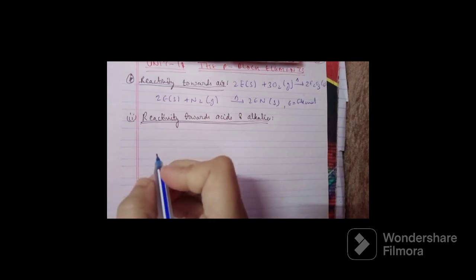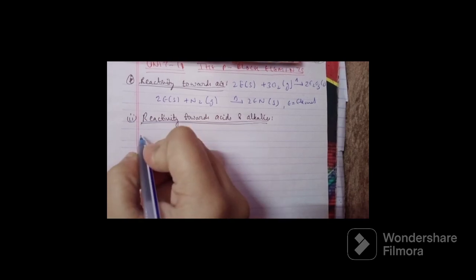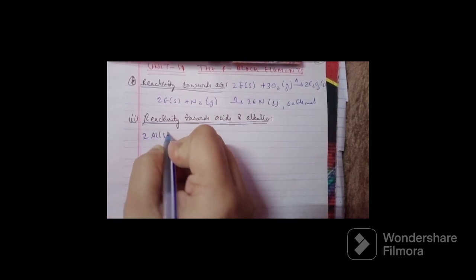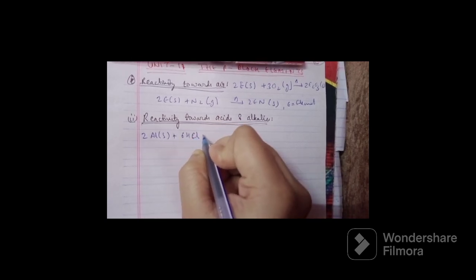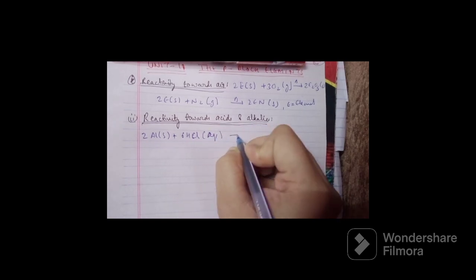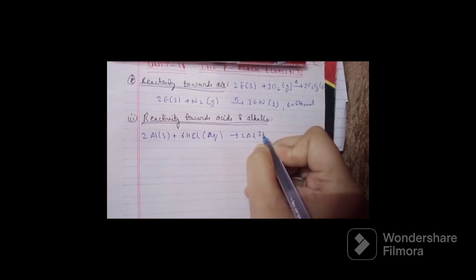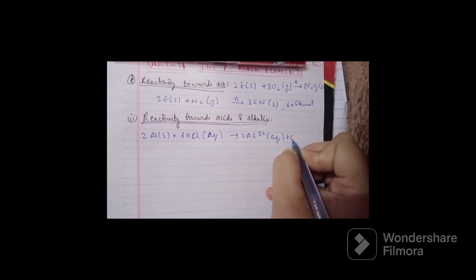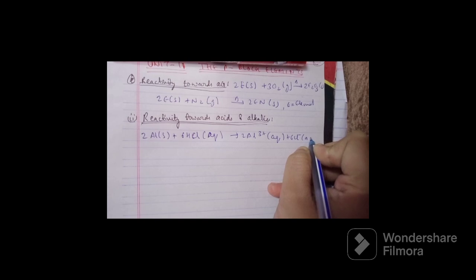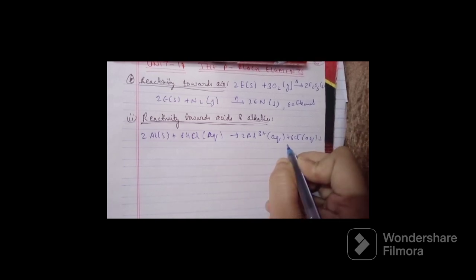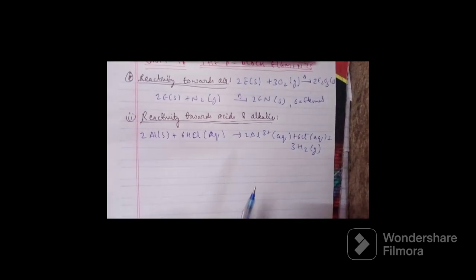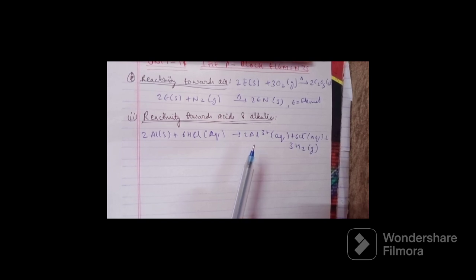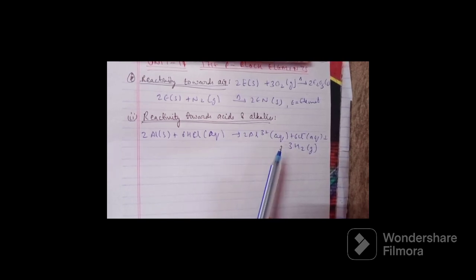Okay, so the reaction we have is 2Al plus 6HCl aqueous gives 2Al3+ aqueous plus 6Cl- aqueous plus 3H2 gas. However, concentrated nitric acid renders aluminium passive by forming a protective oxide layer on the surface.